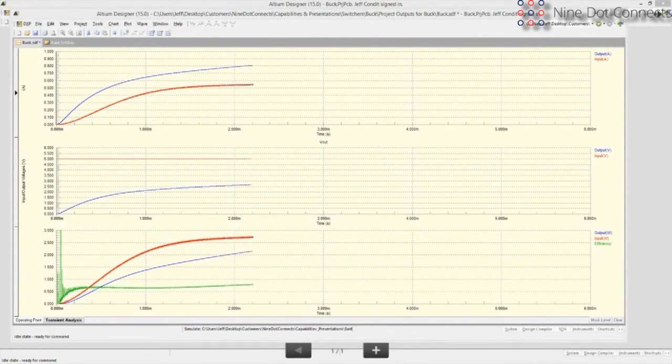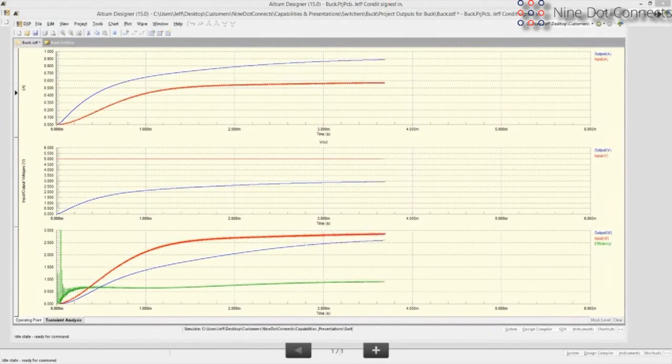In the middle, you can see what the voltages are doing. The input voltage was a source, so it starts at 5 volts and it's red. The output is the blue trace in the middle. And you can see it's climbing upward and getting closer and closer to 3 volts. If you want to look at the power down below, the blue curve on the bottom is the output watts. The red curve is the input watts that are taken. And the efficiency is shown in green.